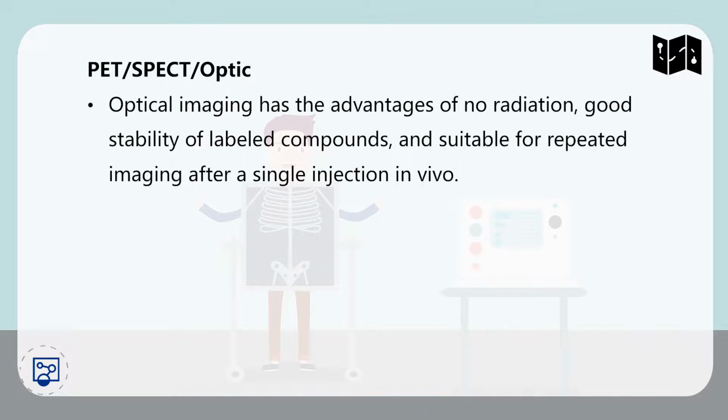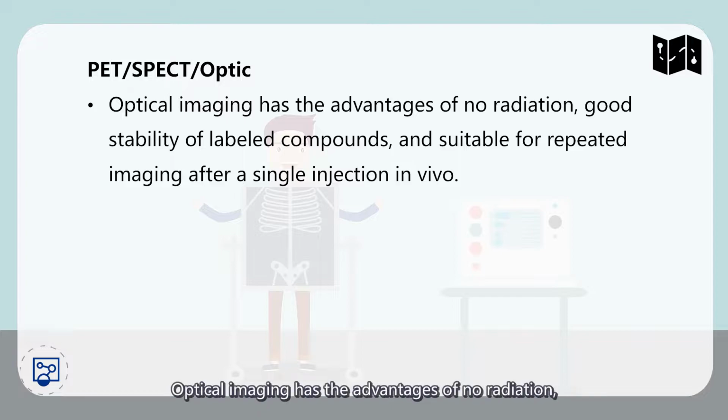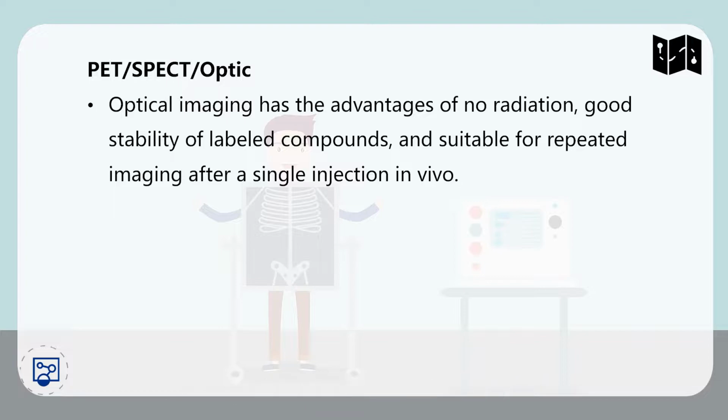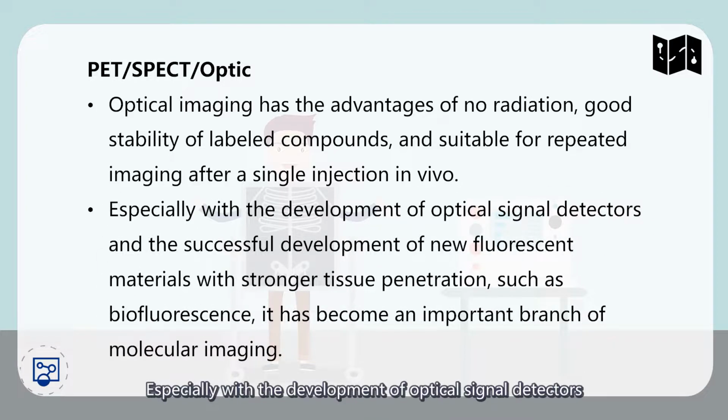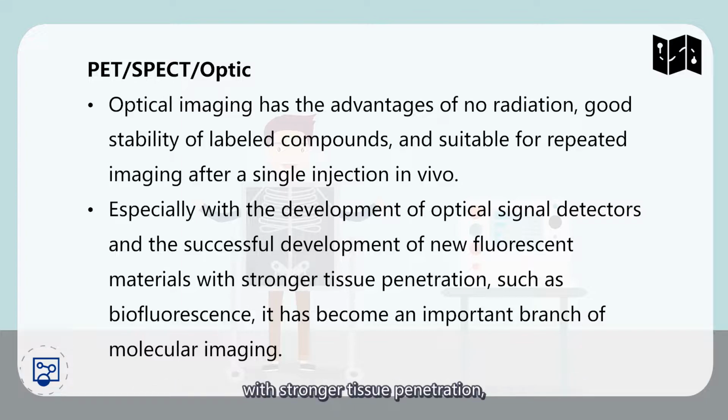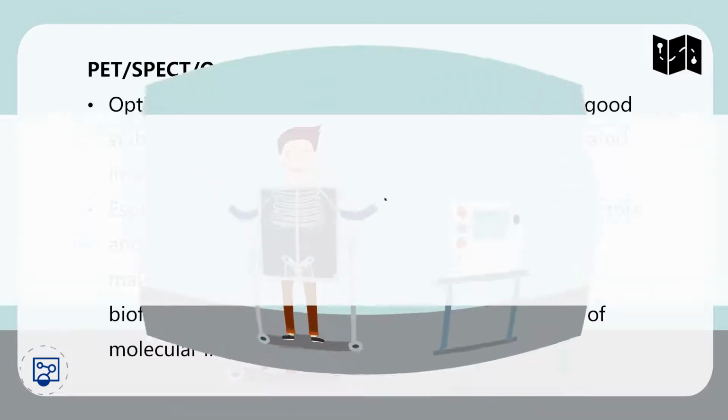And also, we have PET, SPECT, and optic imaging in the same machine. Optical imaging has the advantage of no radiation, good stability, and suitability for repeated imaging after a single injection in vivo, especially with the development of optical signal detectors and successful development of new fluorescence materials with stronger tissue penetration, such as biofluorescence. It has become an important branch of molecular imaging.